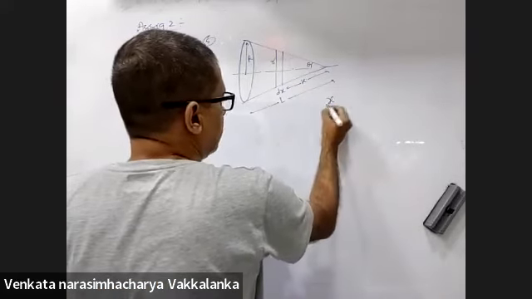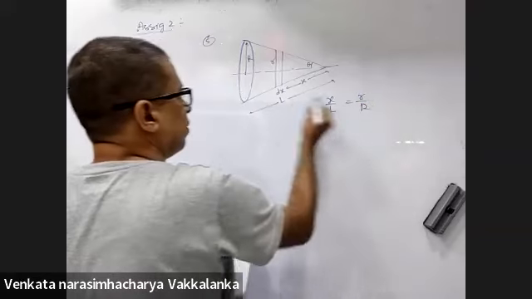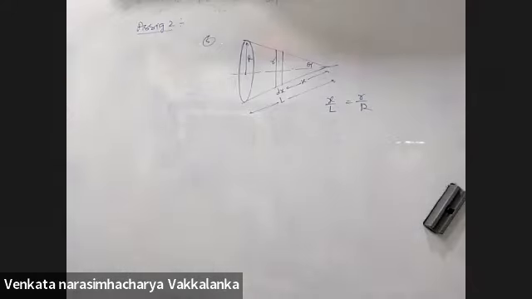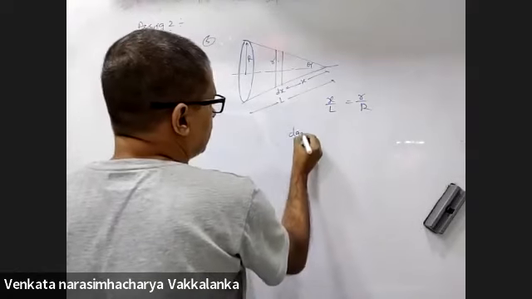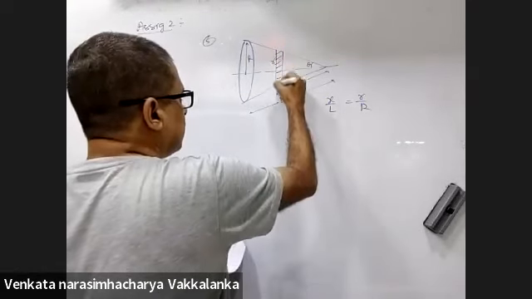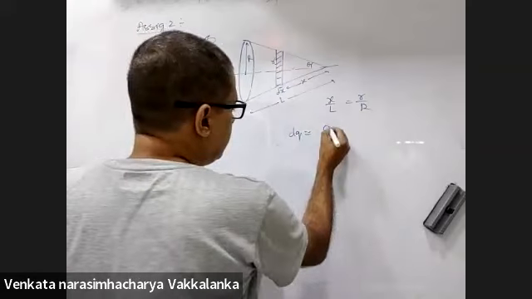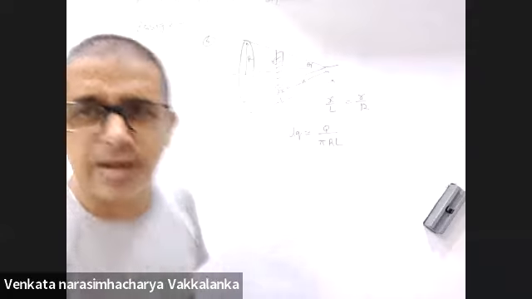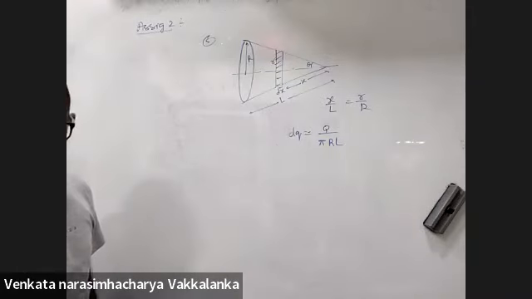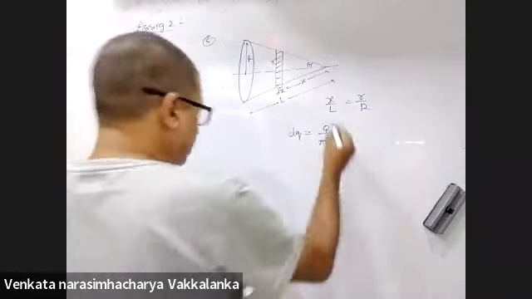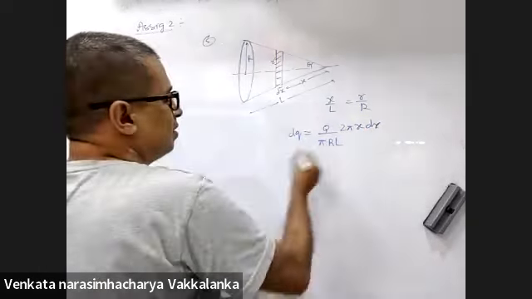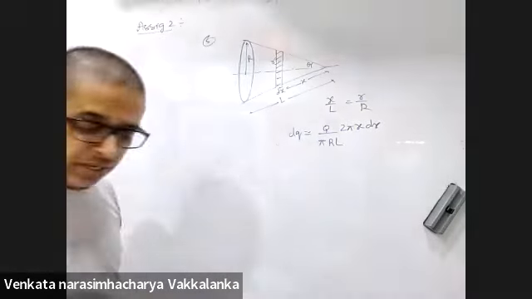Have a look at this. x by L is small r by capital R. Yes, sir. Now what will you take? First calculate dq on this particular element. This will be q divided by pi rL. What is pi rL? The surface area of the cone. Now that into 2 pi x dx. Will I get dq, the charge on this particular element?